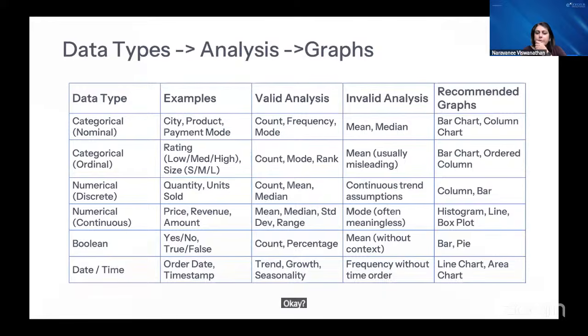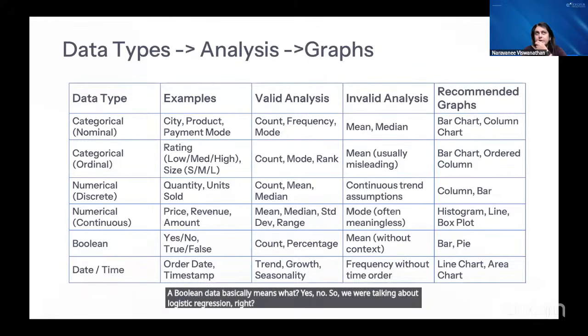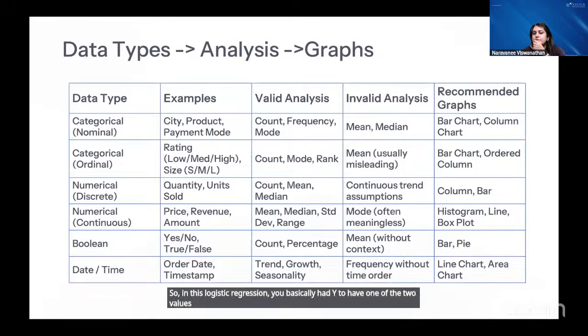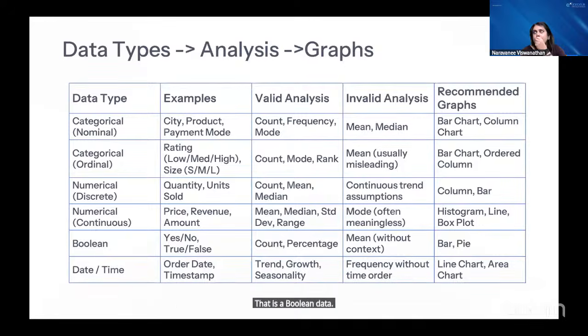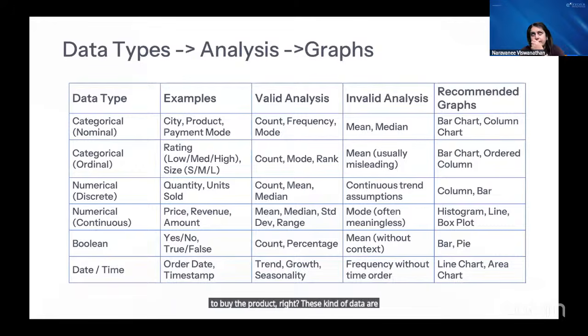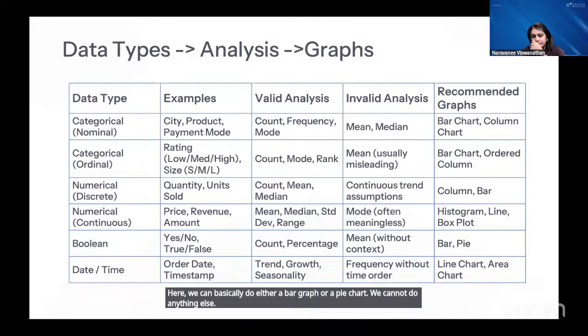Okay. Then you have Boolean data. Boolean data basically means yes or no. We were talking about logistic regression, right? In logistic regression, you basically had y take one of two values. That is Boolean data. So either you are going to keep the phone number or you will give away the phone number. Either you will continue to buy the product or you will discontinue, right? These kinds of data are called Boolean data. Here we can basically do either a bar graph or a pie chart. We cannot do anything else. Clear?